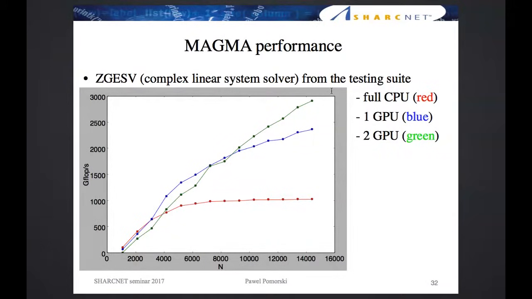So the moral of the story is you have to have a large enough problem to benefit from GPU acceleration, unless you use batching. So if you have many small matrices, you might be able to batch them together and get some speed up that way. So this is MAGMA performance.